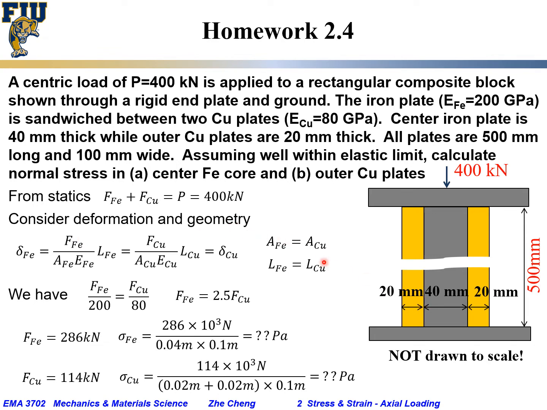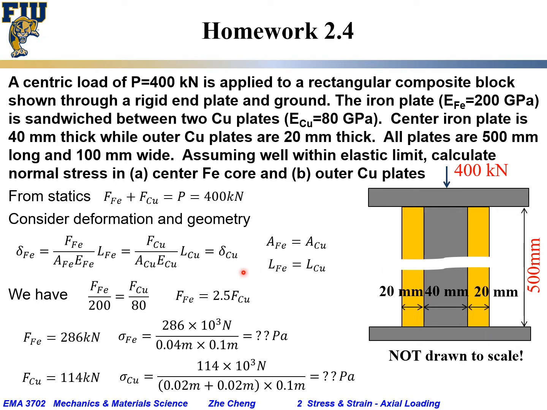You would know in this case the total cross-section area for the iron, which is 40 millimeter times 100 millimeter in the other direction, would be the same as the total area for the copper, which is 20 millimeter plus 20 millimeter, also 40 millimeter times 100. So the areas for iron and copper are the same for the normal cross-section area. And the initial lengths, LFE and LCU, for the iron piece and the copper piece are also the same, which we said is 500 millimeter.